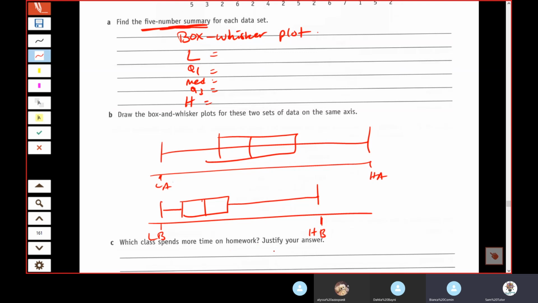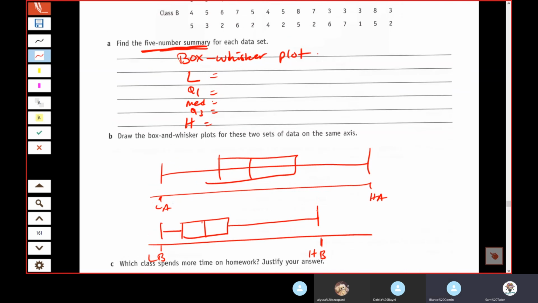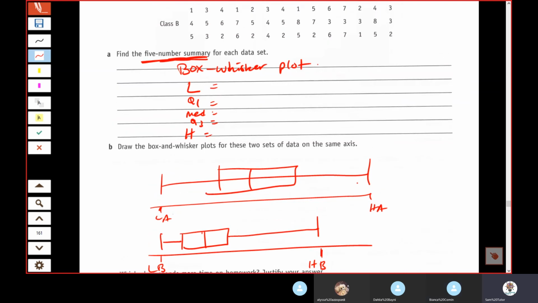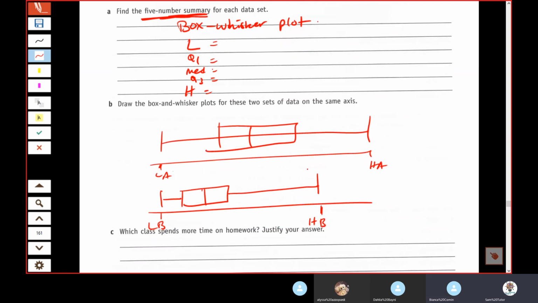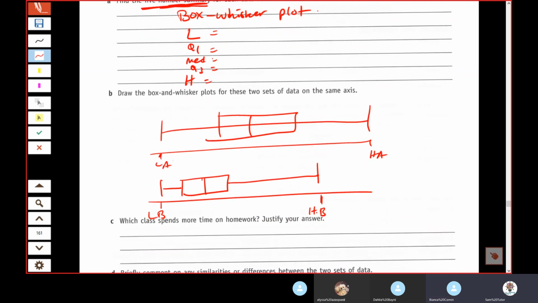And then, which class spends more time on homework? From what I've drawn, it looks like this one does. Because there's more of them. It's not about they got a higher number here. There's more of them here that were to the right. They did more hours, let's say. It's not about these lower people.